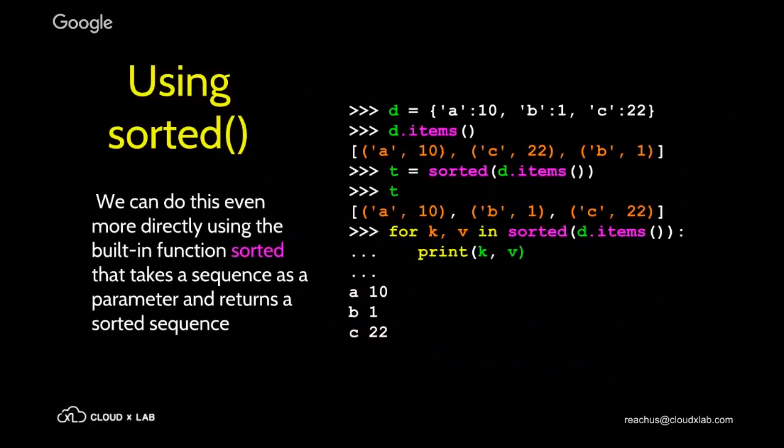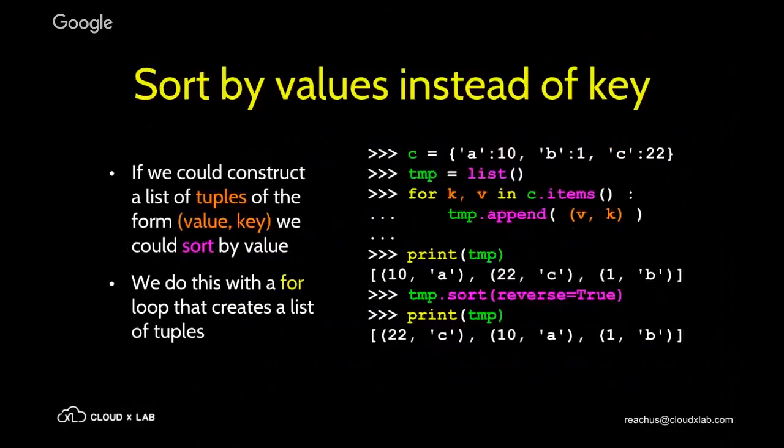Now we can sort the items of a list using a method called sorted. We can do this even more directly using the built-in function sorted, which takes a sequence as a parameter and returns a sorted sequence. So using sorted, we can order the elements. We can also sort the elements of a list using the value, by basically changing the order.